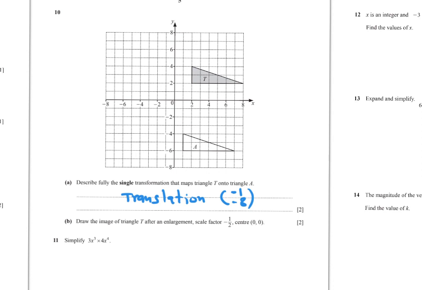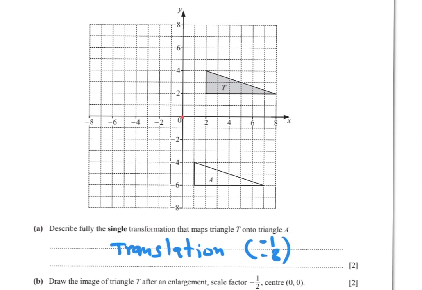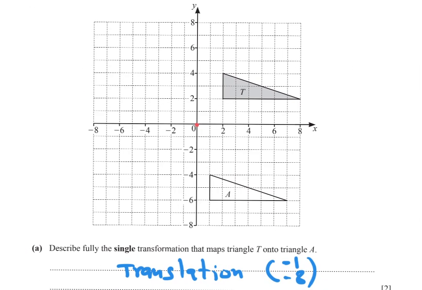Draw the image of triangle T after enlargement, scale factor negative 1 over 2, center 0, 0. So from the center, how to reach this point? 2 right, 2 up. Multiply by negative half. So 1 left, 1 down.